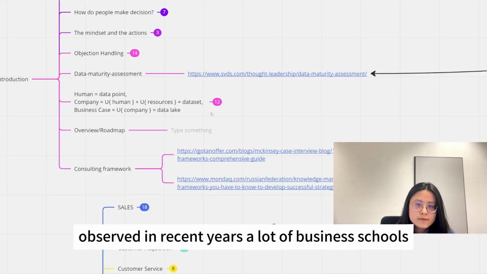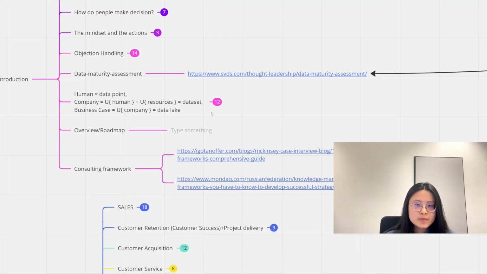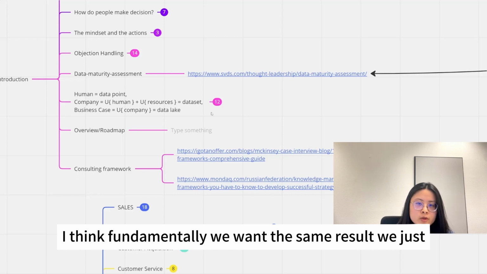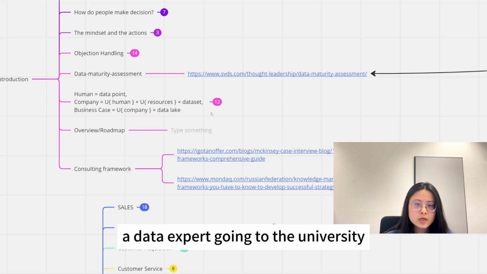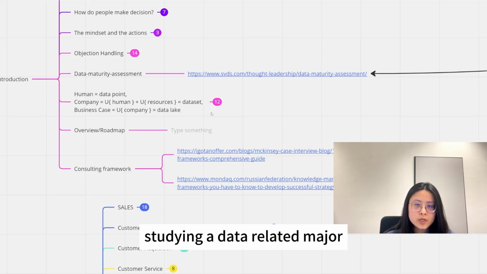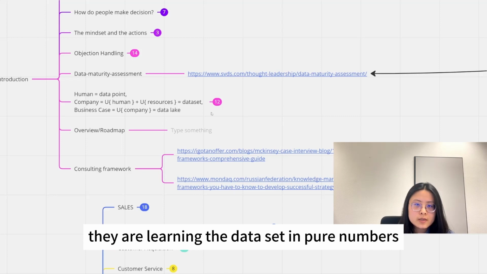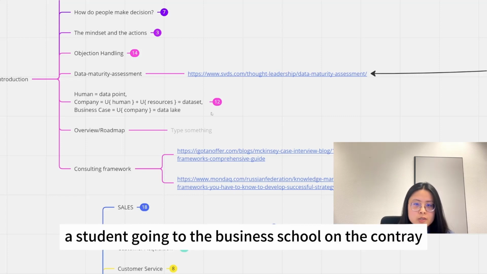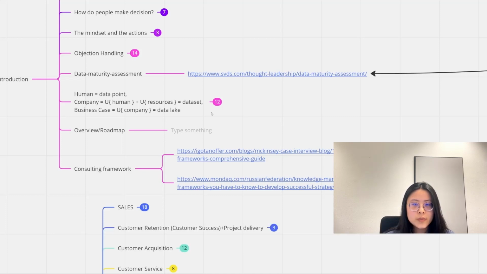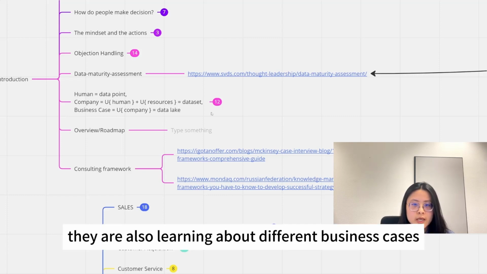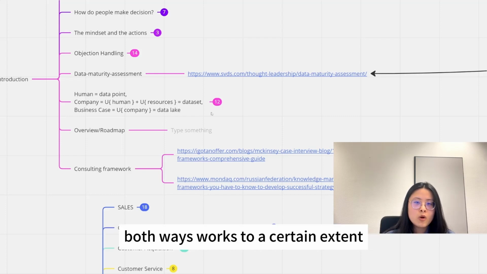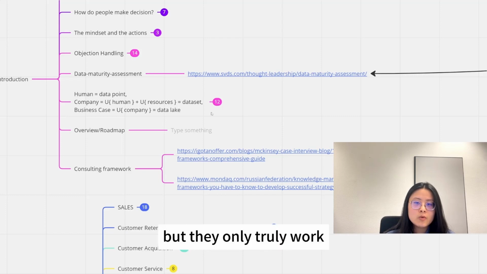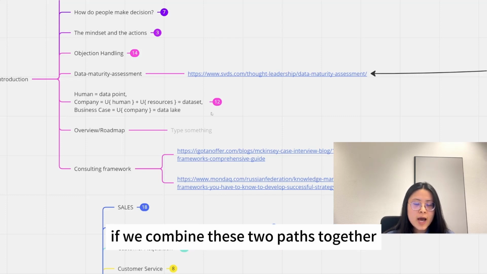I have observed in recent years a lot of business schools start to teach data analytics. I think fundamentally we want the same result, we just approach it in different ways. A data expert going to the university studying a data related major is learning the data set in pure numbers. A student going to the business school, on the contrary, is also learning about different business cases, but they are learning it through descriptions. Both ways work to a certain extent, but they only truly work if we combine these two paths together.